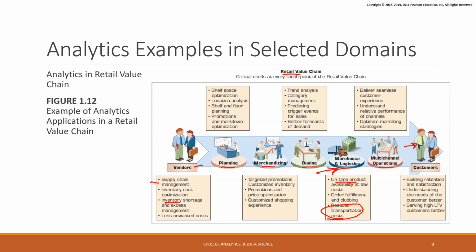And notice here there's a little bit of inventory requirements as well. So also merchandising, we're looking at target customers, promotions, these kinds of things. So you can look through this example. It's in the textbook as well as on this slide. You can get an idea about the different types of analytics examples that could be involved in the retail value chain.